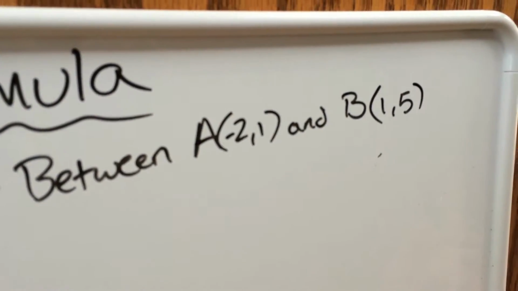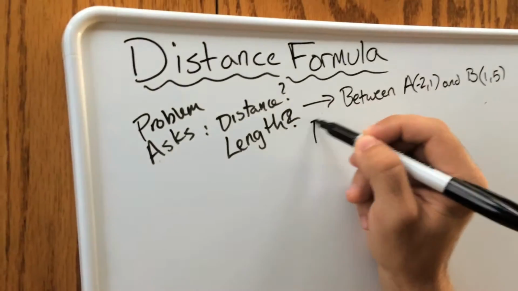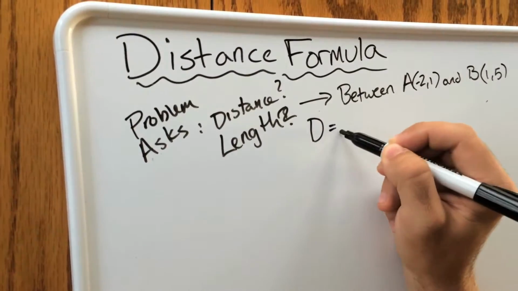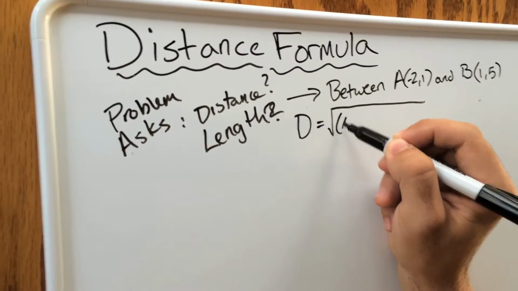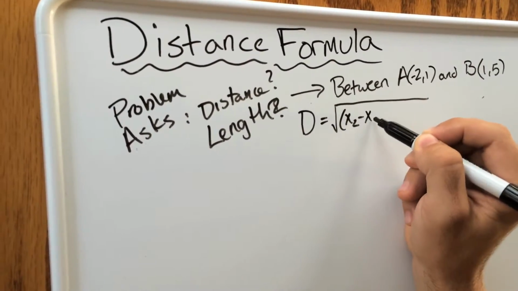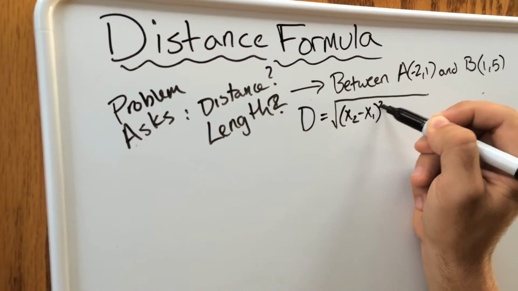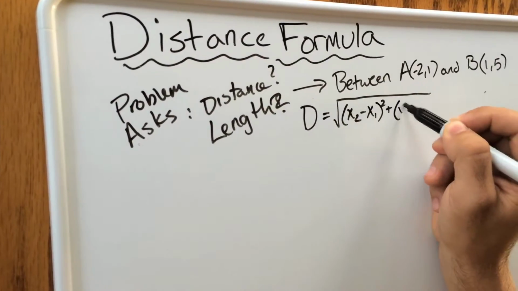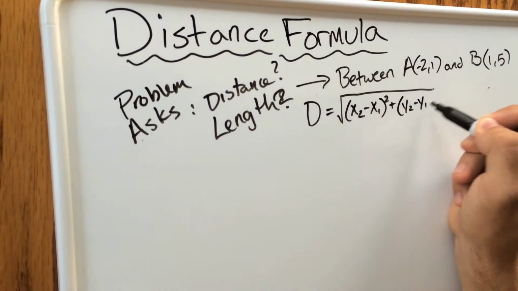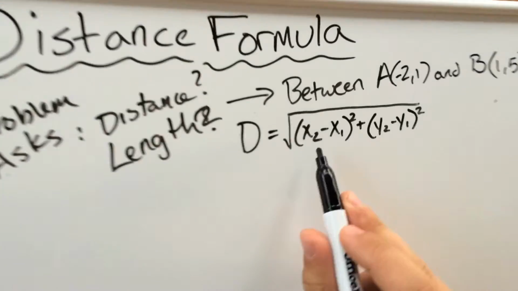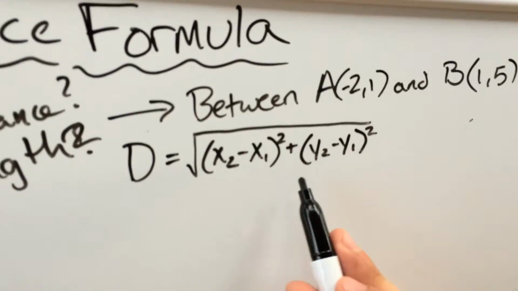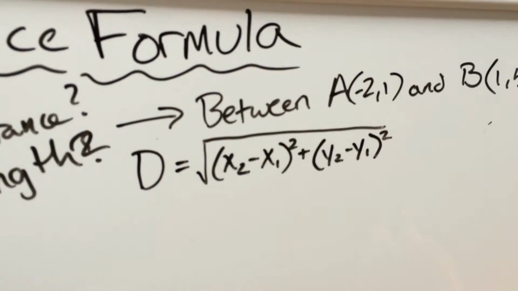Now, the distance formula is, as we all know, D, our distance, equals the square root, make sure you have a big square root, x2 minus x1, both in parentheses, squared, plus y2 minus y1, in parentheses, squared. This is the change in our x value squared plus the change in our y value squared.